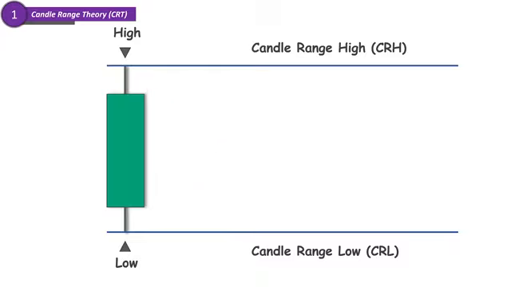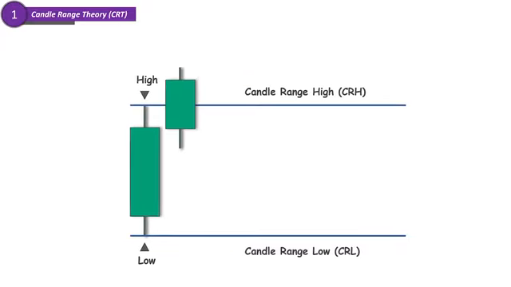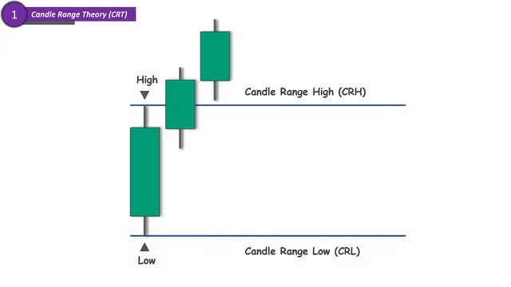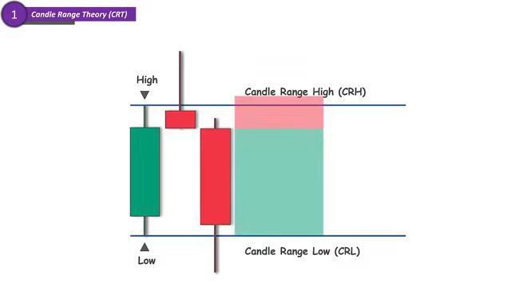If instead we see the second candle close above the CRH, then the potential candle range theory setup becomes invalid. This is because it's more likely that the market will continue pushing upward, rather than targeting the low of the first candle's range. However, if the criteria are met and the second candle fails to close above the candle range high, we can then look to the third candle for a potential short setup with our target being the candle range low.